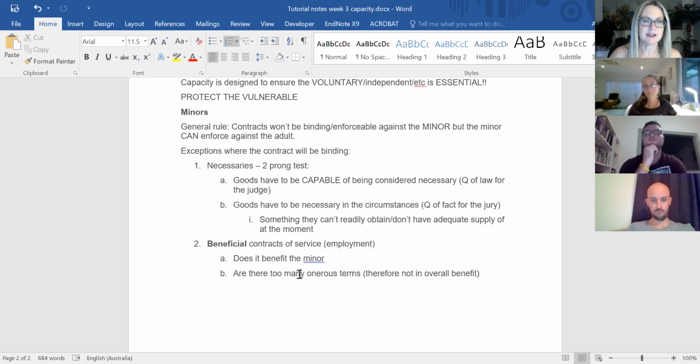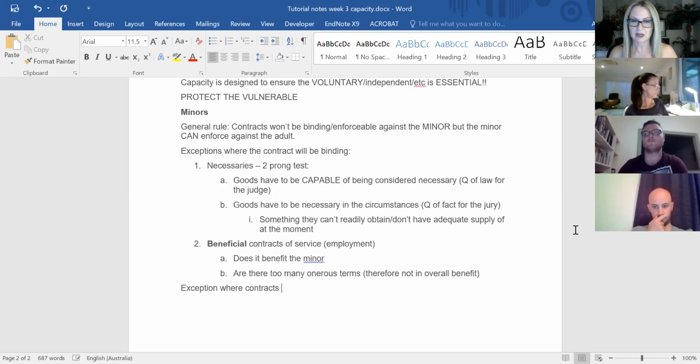Let us then look, very briefly, at the idea that if it doesn't fit into the idea of being a necessary or a beneficial contract of service, there are some other types of contracts that might be binding unless repudiated. I just wanted to flag this for you. So you have the exception where contracts are binding unless repudiated.